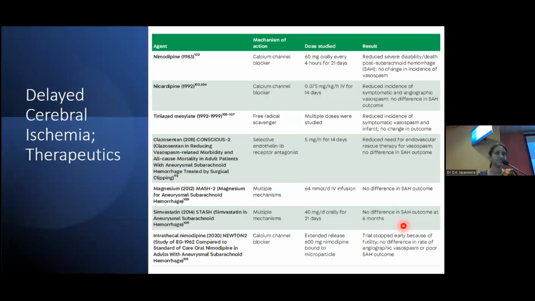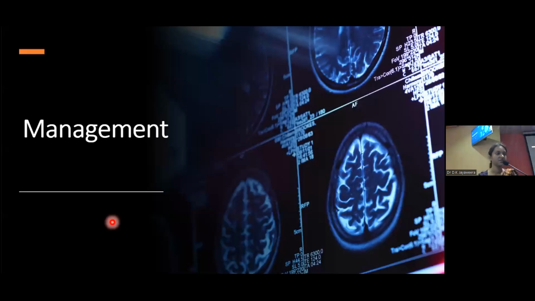This is an area for research for various therapeutics. Even though several agents have been trialed since the 1980s, the first agent to have been trialed, which is nimodipine, introduced in 1983, is still the only agent that has been proven to have a mortality benefit. This is a calcium channel blocker, which is given orally. In 2020, intrathecal administration of nimodipine has also been tried, but unfortunately that was stopped early because it was futile. So keeping that in mind, let's go into the management.